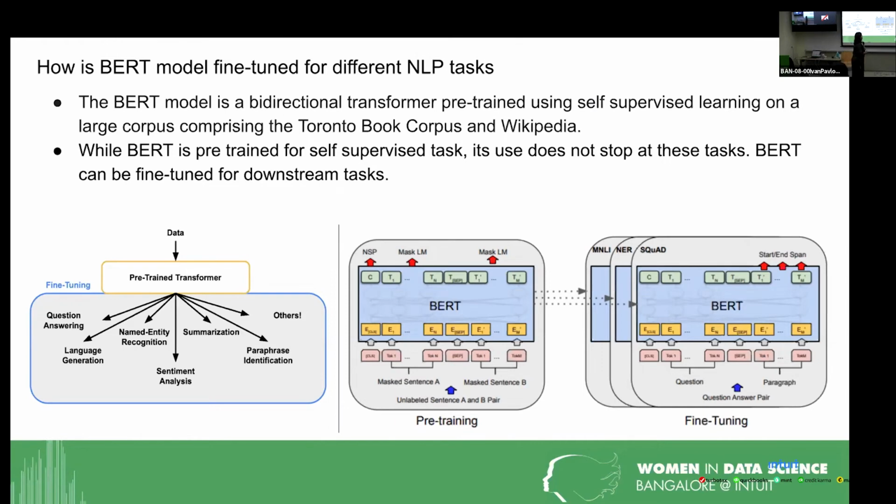I'll talk a little bit more about question answering. You train the model on these pre-training tasks, and then give it another data set which has a passage, a question that has been asked on that passage, and the answer also lies within that same passage. The model's job is to figure out where the answer is in that passage given that question. That's one of the downstream tasks, and there are many other downstream tasks that can be solved using the BERT model.